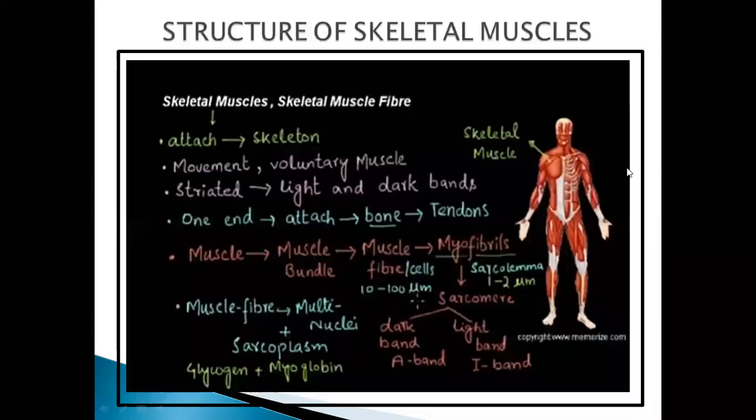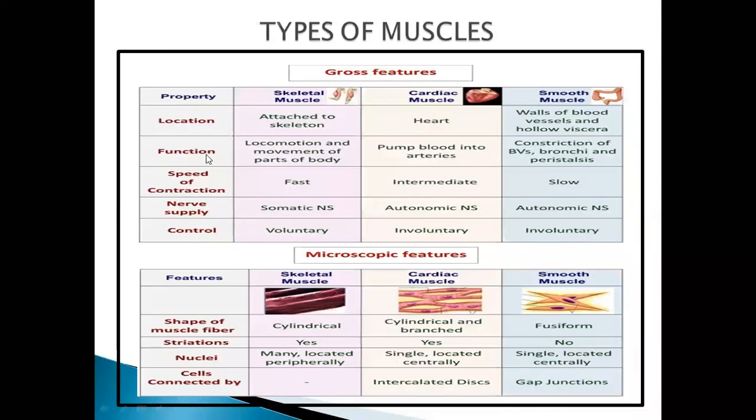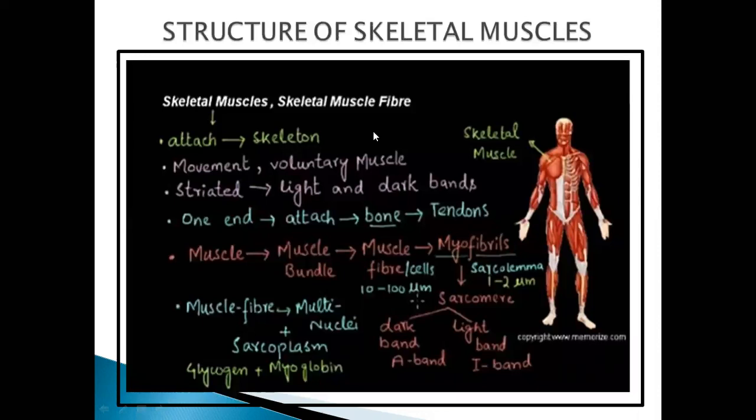Okay, let's see the next topic, the structure of skeletal muscles. As this chapter is related to the skeletal system, you are studying the skeleton. So we will discuss here the muscles that are attached to the skeleton, known as skeletal muscles, and we are going to see their structure thoroughly. The skeletal muscle fibers are attached with the skeleton. Here you can see one man. The red highlighted area shows the muscles of the body, and you can see that these muscles are attached with the bones.